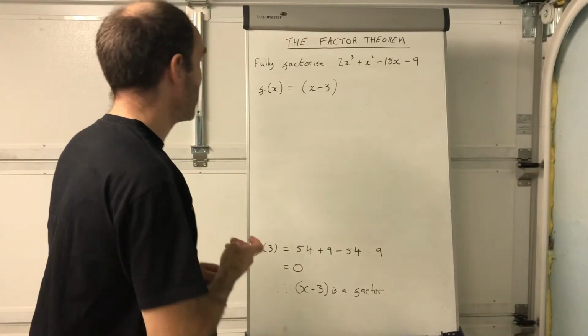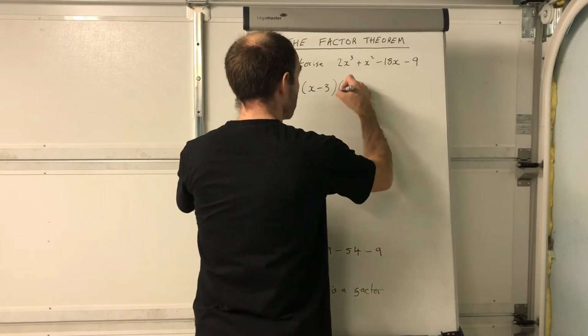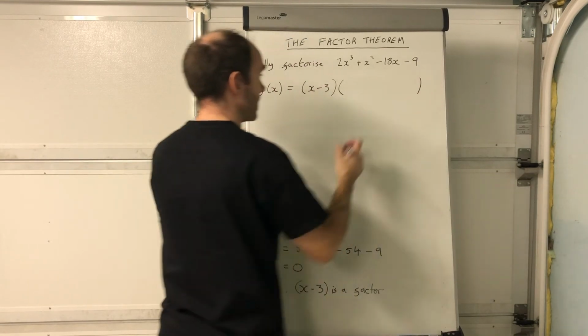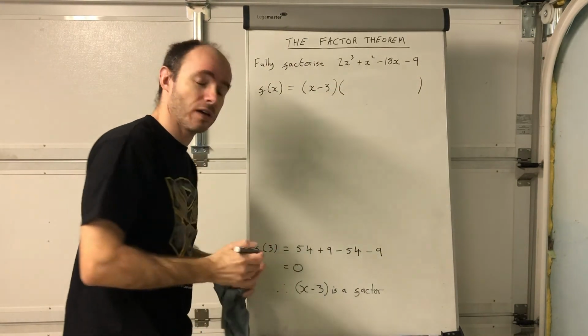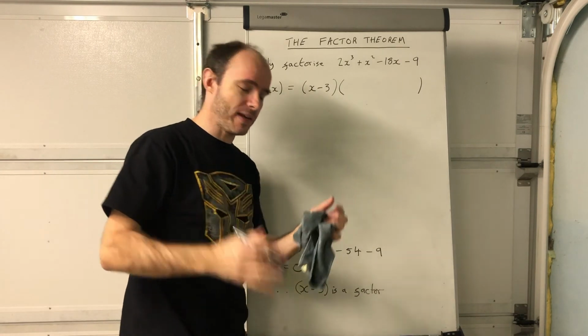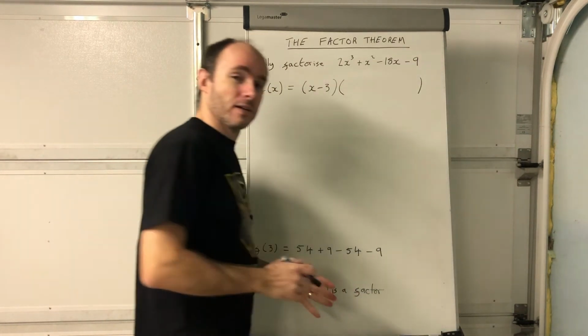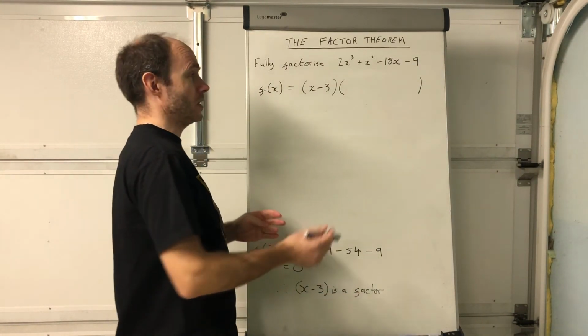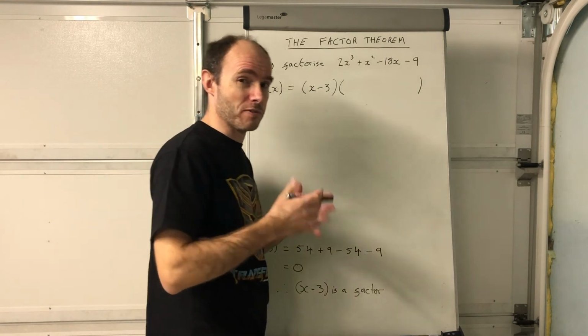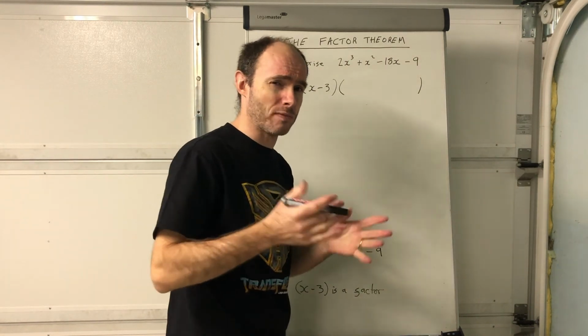And that's it. Next, what you do is you'd either use long division or an inspection method to work out the other factor. If you want to use long division, go ahead, see how that goes for you. But I'm going to use the inspection method because I prefer it. And you should be comfortable with long division by now.